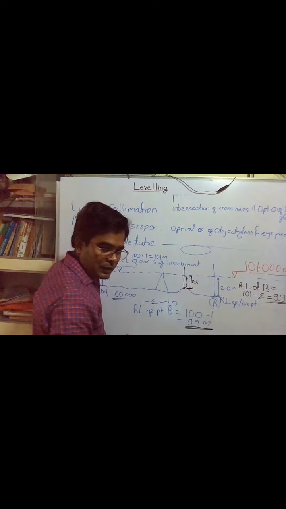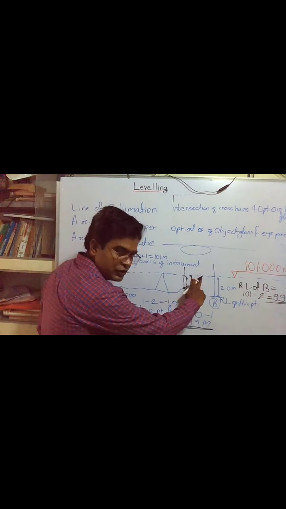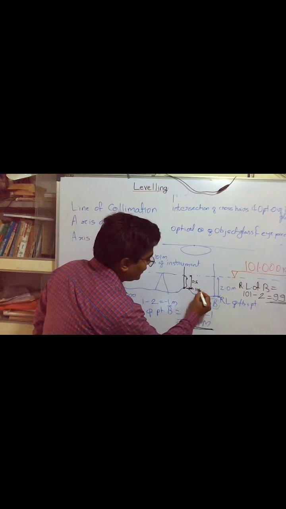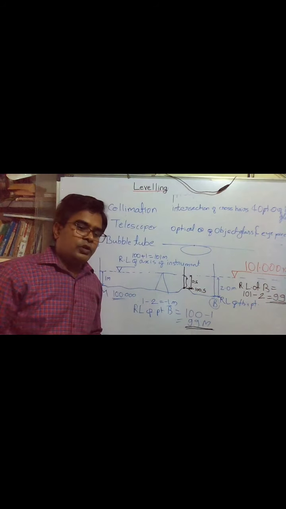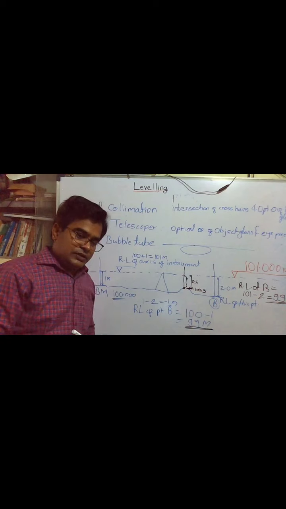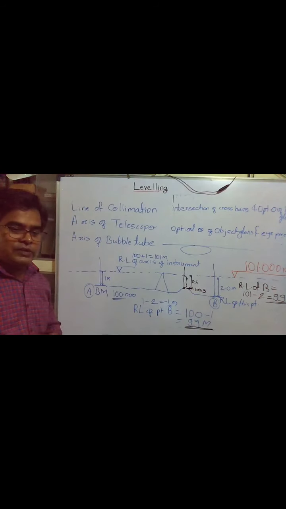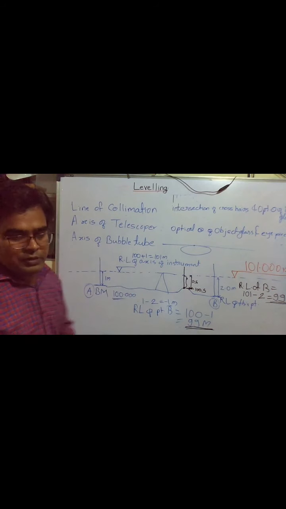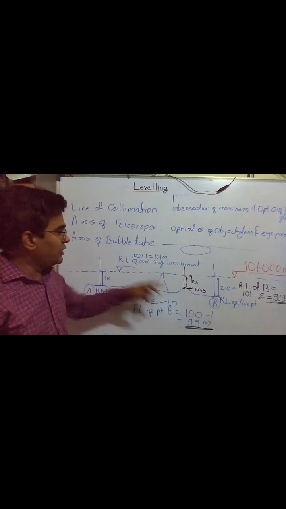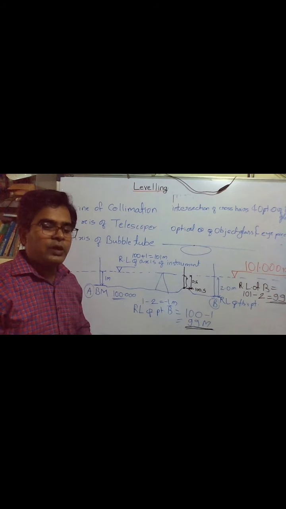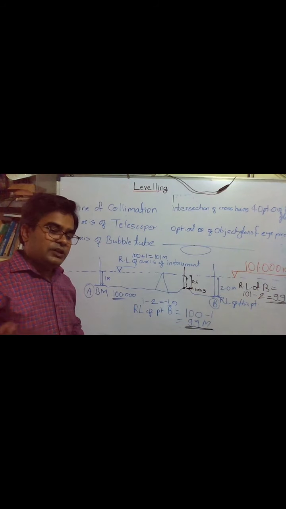0.5 meters. So how can we find it out? The RL of this point is 101. 101 minus 0.5. So how much am I getting here? Reading 100.5. So these are the two methods to reduce the level of different points on the ground. One is the height of instrument method, also called the line of collimation method, and the other is the rise and fall method. We are going to discuss these in the next lecture.